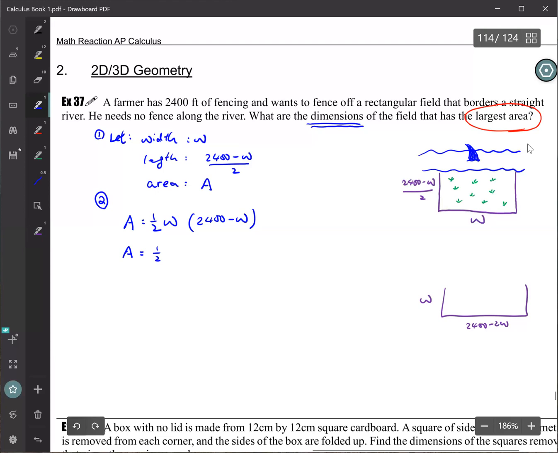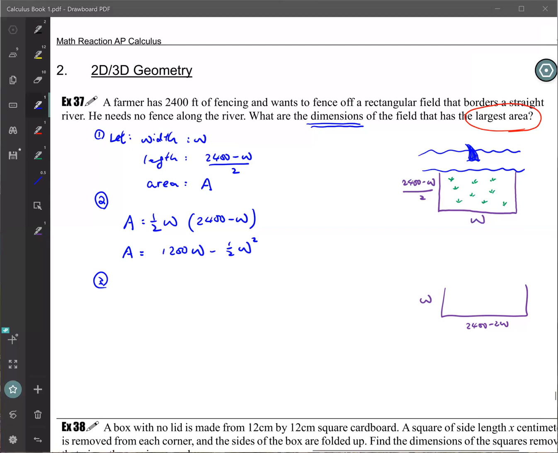Okay, if we multiply it, it will give you 1200W minus half W squared. Okay, so after that, you carry on to step 3, get the critical values. All right, if you finish all the way to the end, please raise your hand, okay, if you got the dimensions.